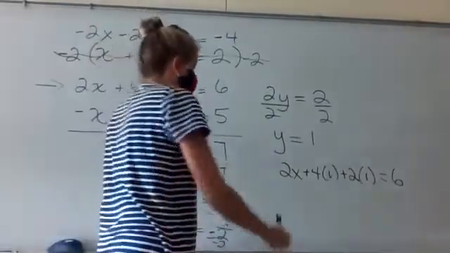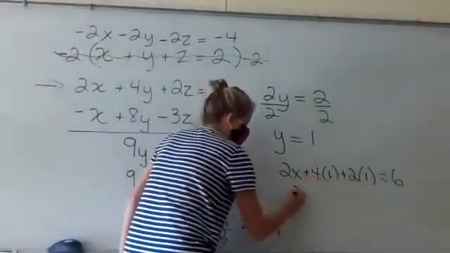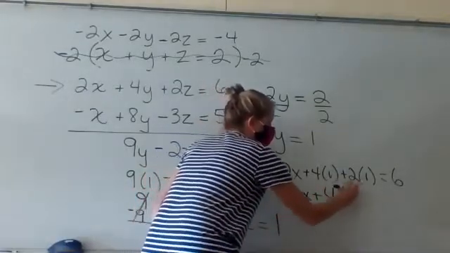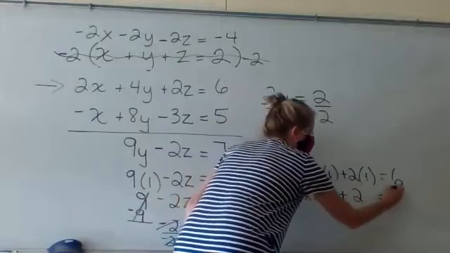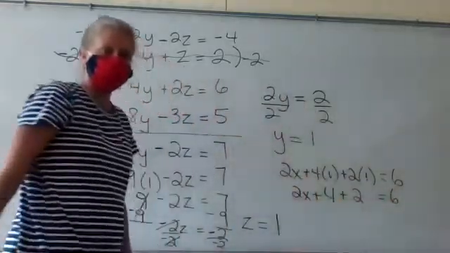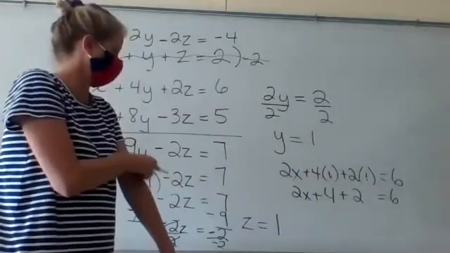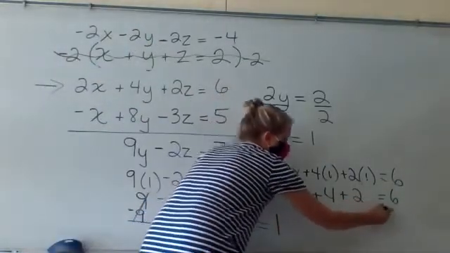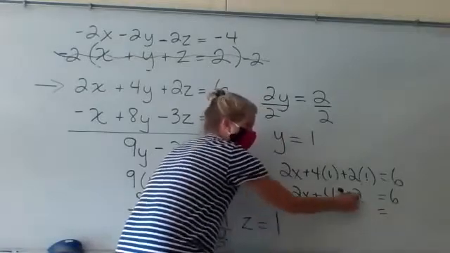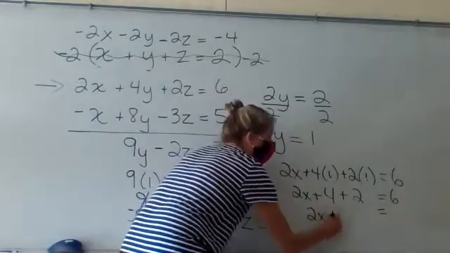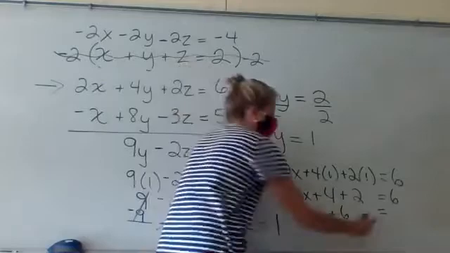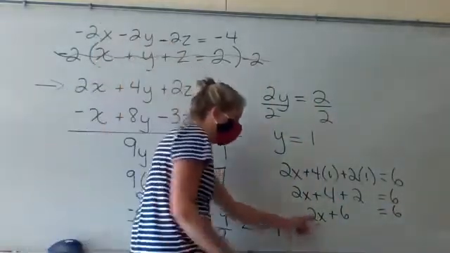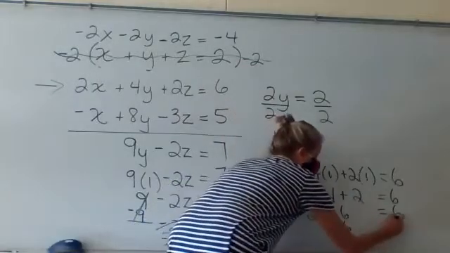So let's see what that gives me. Do these multiplying. 2x plus 4 times 1 is 4, plus 2 times 1 is 2, equals 6. If I combine that 4 and 2, since they're on the same side of my equal sign, I'm going to put those together. So that's going to give me 6. So I really have 2x plus 6 equals 6. Still going. Subtract 6 from both sides.